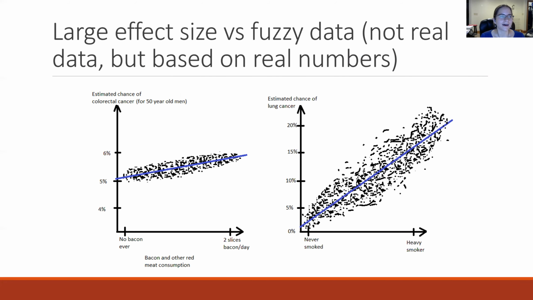So here we have my best drawings of this. I did this in Paint. And so this is not real data, but it is based on real numbers. So on the left-hand side, you have the estimated chance of colorectal cancer. This is data for a 50-year-old man. And on the y-axis, you have the percent risk that somebody has of getting colorectal cancer based on estimates from a population. We're very confident that this slope is positive.